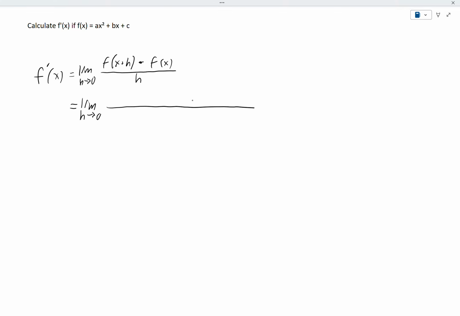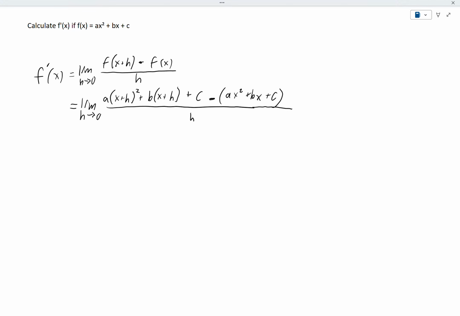I won't plug in that first term in the numerator yet. I'll start with the second term because it's easier. So for that second term, I'm just plugging in the function. That's ax squared plus bx plus c. This is going to be all over h. So now for that first term, I'm still plugging in the function, except for every x in the function, I'm plugging in x plus h. So this is going to look like a(x plus h) squared plus b(x plus h) plus c.